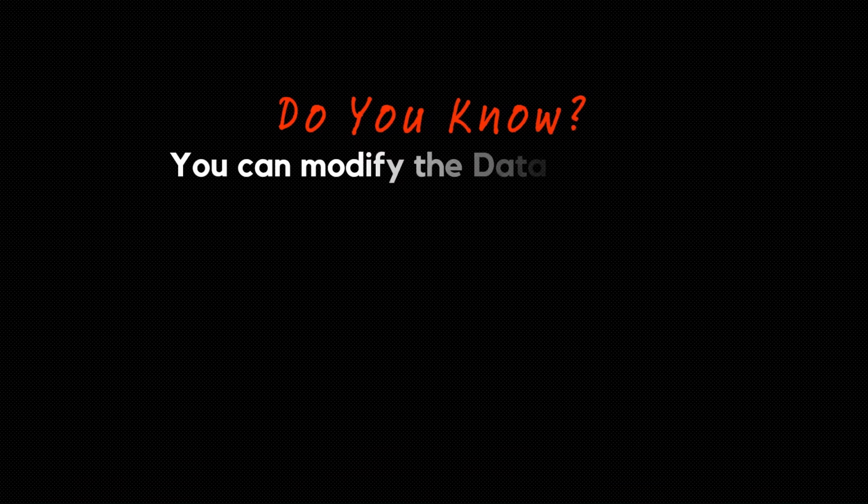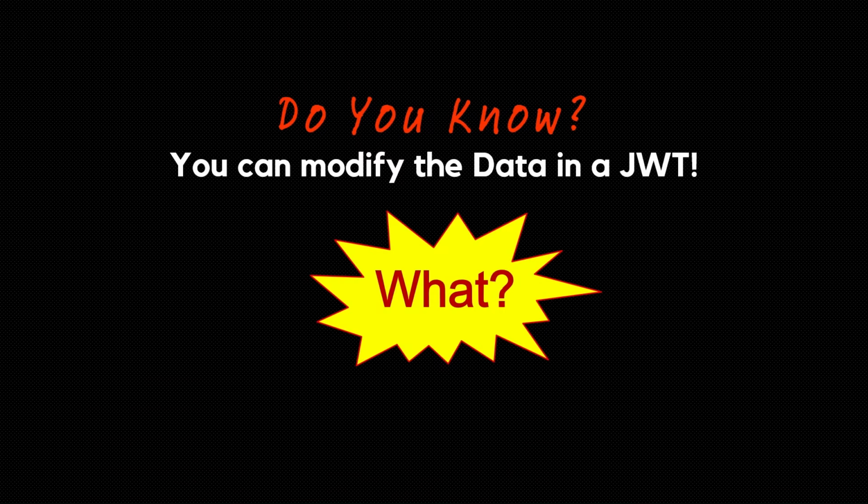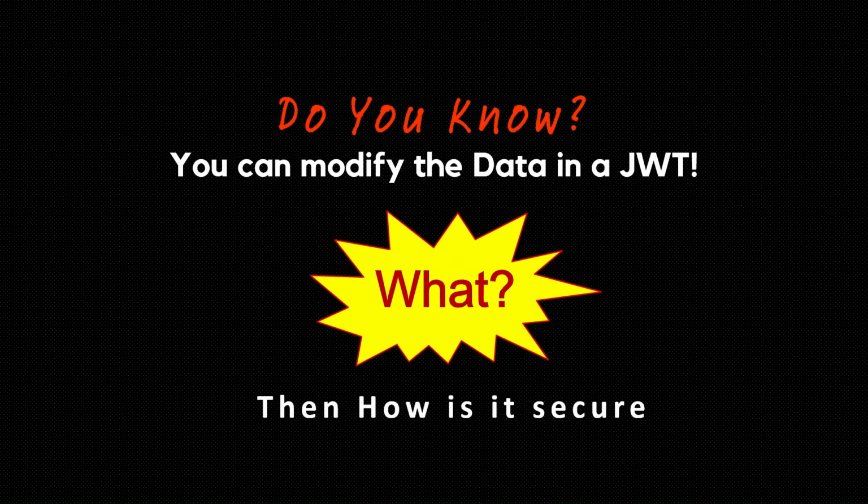Now, here's something interesting. Do you know you can actually modify the data inside the JWT token? What? So, how is it still considered secure? When I first learned about JWT, I also wondered the same thing. If I can change my data in the JWT, for example, if my role is user, can I change it to admin and get the admin access? The answer is no, and here's why.